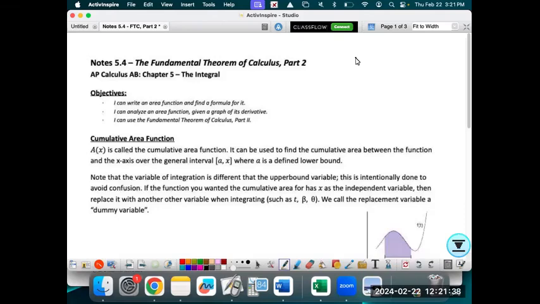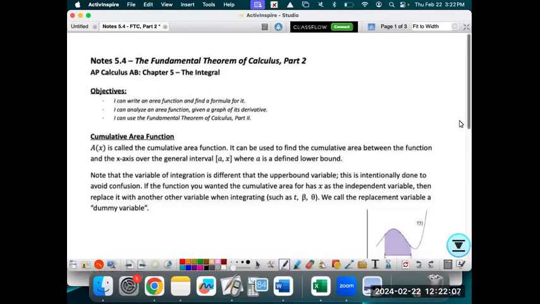So the cumulative area function is labeled A of x. That's pretty standard. And it's used to find the cumulative area between the function and the x-axis over some general interval where a is defined, that is your lower bound that's automatically chosen, and then whatever general x you feel like plugging in. So it's basically the area from a to whatever x value that you choose at any given time.